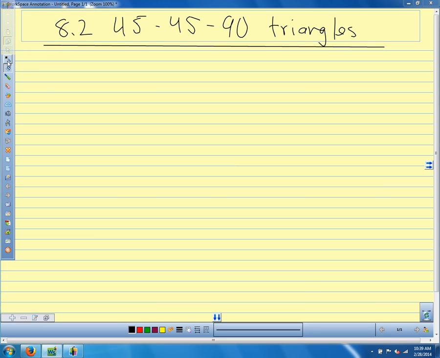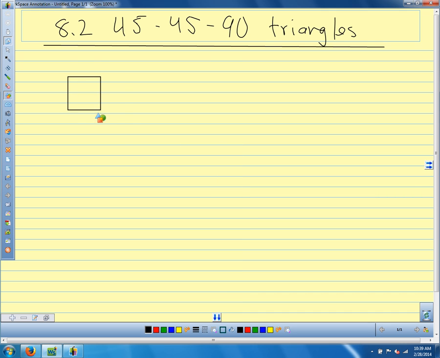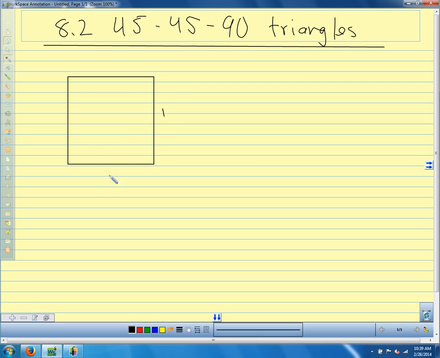All right, so what I want to do is start with a square to come up with how this is going to work. So there's my square. And I'm going to start by saying each side is 1. And I'm going to draw in the diagonal.